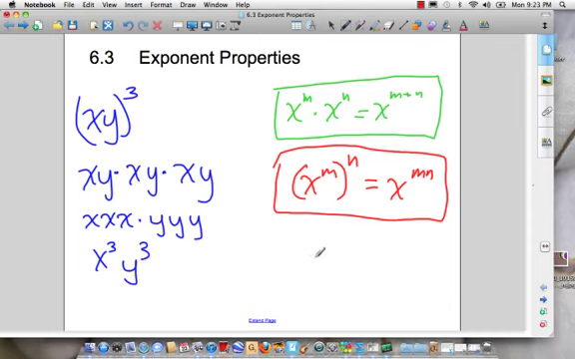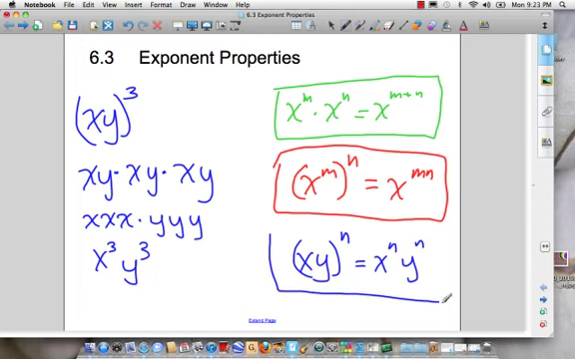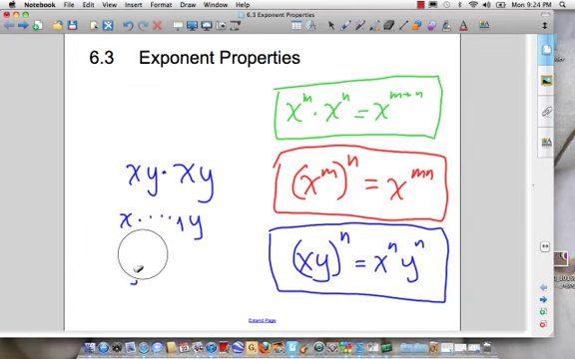So the rule in general is xy to the power of n. Turns out you have to raise both members inside the parentheses to the power of n. Kind of reminds me of the distributive property because you're essentially distributing the exponent over everything inside the parentheses. Technically, it's not called the distributive property, but I like to think of the connections between things I've already studied. So maybe that'll help you.